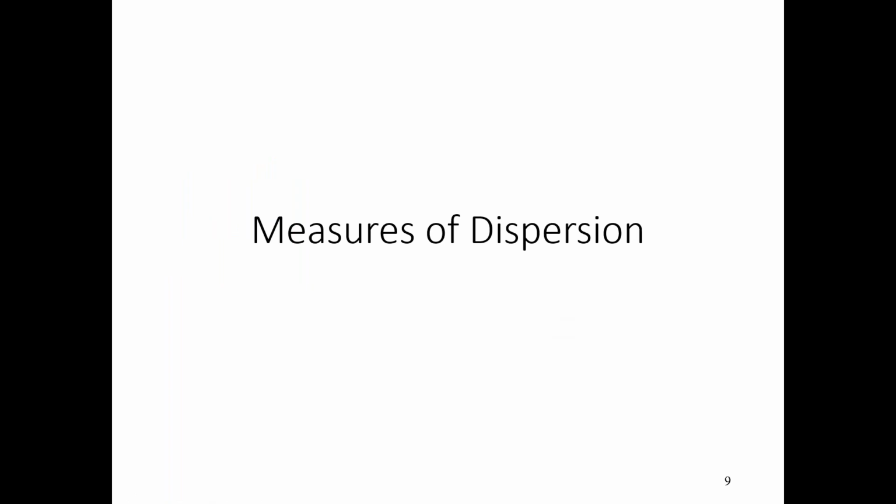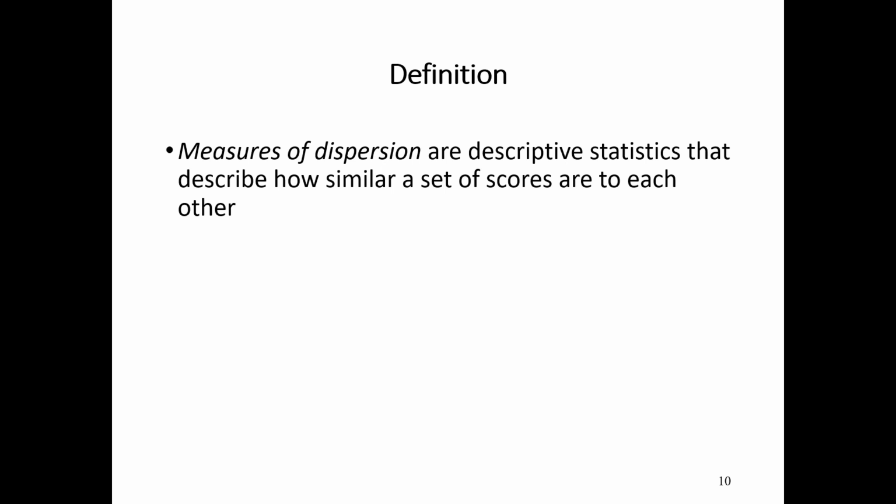Now next is about the measures of dispersion, which is also of importance. Just to revise, I think you might have had a class on it, but you must also know what dispersion means. These are the descriptive statistics that describe how similar a set of scores are to each other. If in a population I am taking the hemoglobin level among the males, how much is the difference? How much is the similarity?